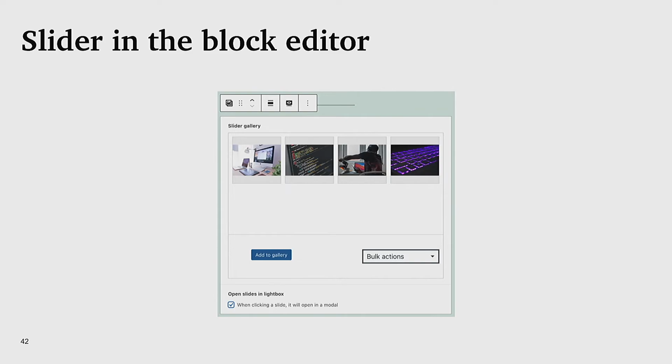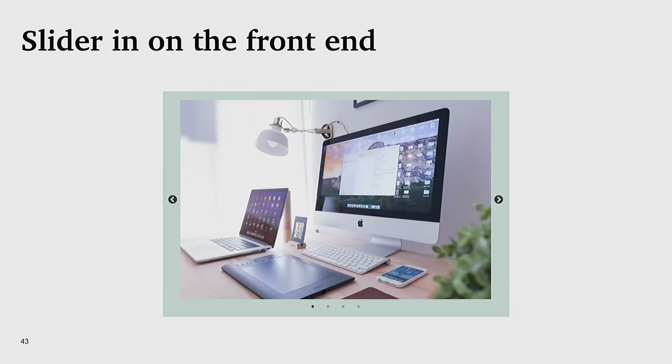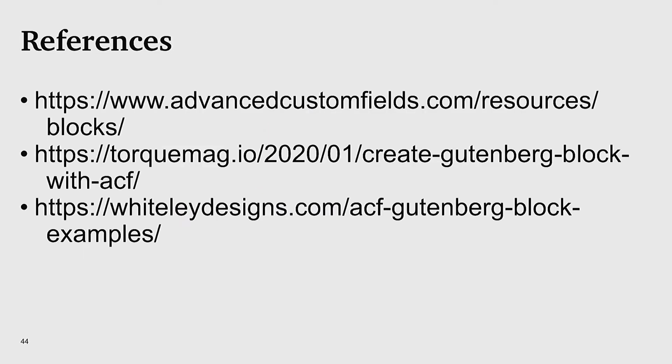And then this is what it looks like in the back end, where it's giving you a gallery of photos to look at. And then this is what it looks like in the front end, where it's just the one photo with the arrows on the left and right and the little pagination on the bottom. And that's actually it. I flew through this. I'm sorry.